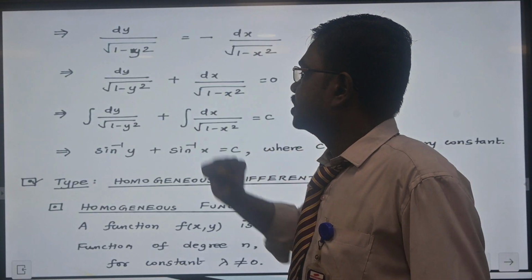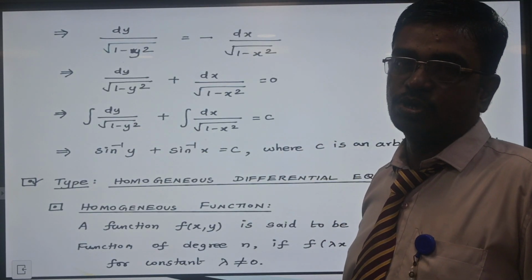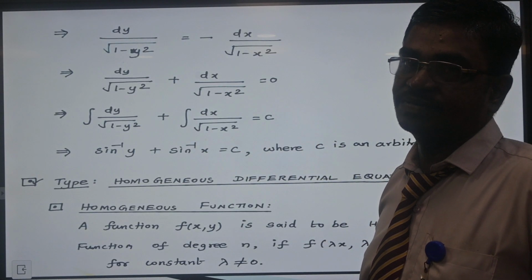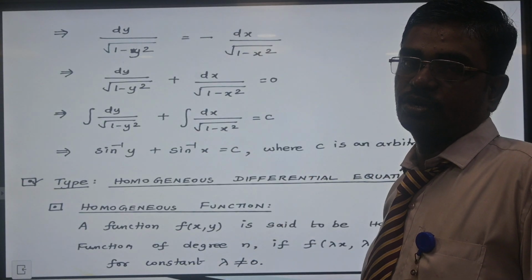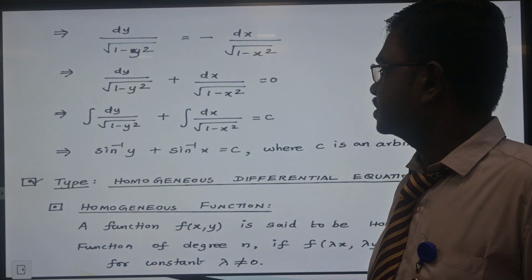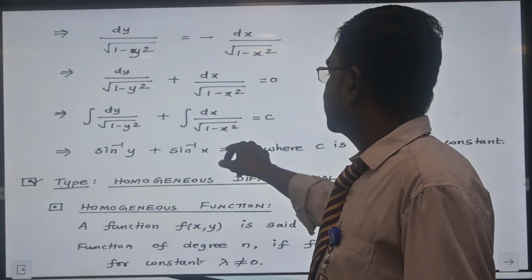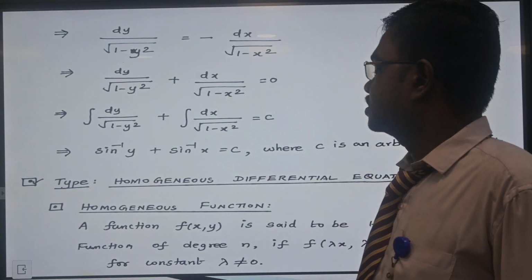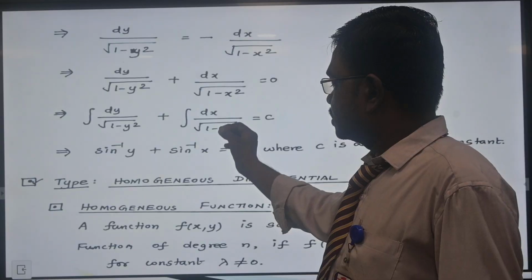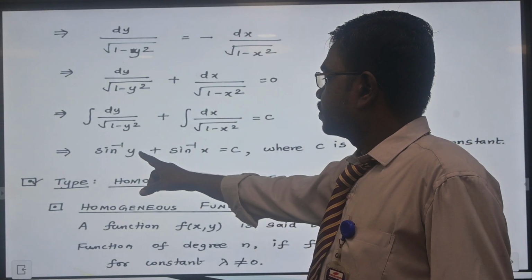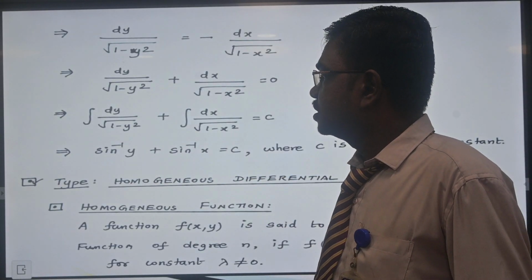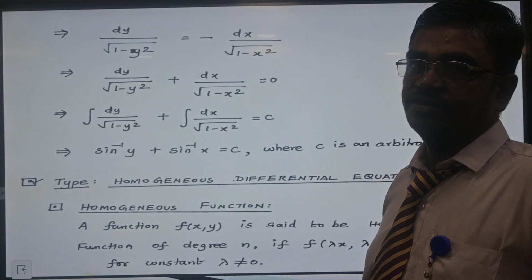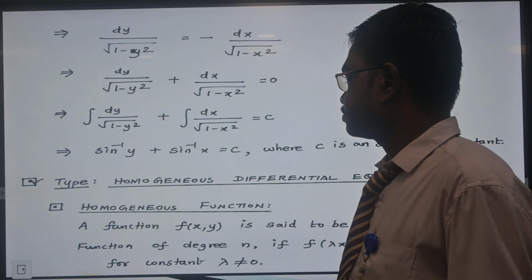The integral formula is: integral of dy by square root of 1 minus y square is sine inverse of y. Integral of dx by square root of 1 minus x square is sine inverse of x. So after the integration we get, where c is an arbitrary constant. Therefore, this is the solution. What is the solution of the differential equation? Sine inverse y plus sine inverse x equal to c.